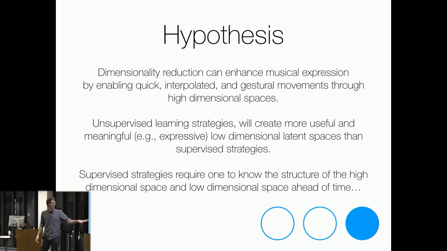If you use a supervised strategy, such as the Wekinator or a neural network, where we saw Michael training different positions that then get mapped to different sounds, this requires me to know the structure of the high dimensional space that I'm working in, and it requires me to also know the structure of the low dimensional space that I want to map it to ahead of time. And I don't know what those spaces look like or what they are, and I'm just not really sure.